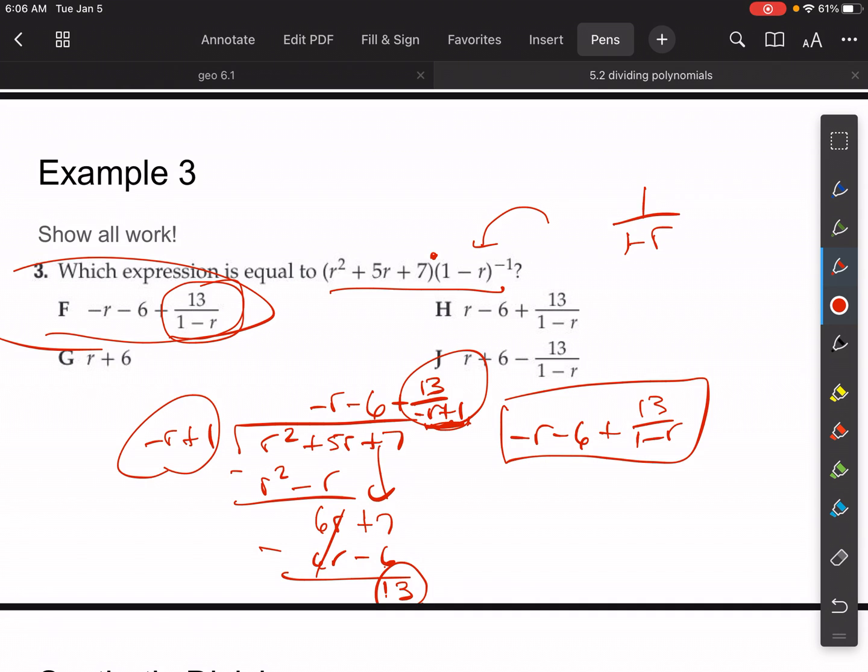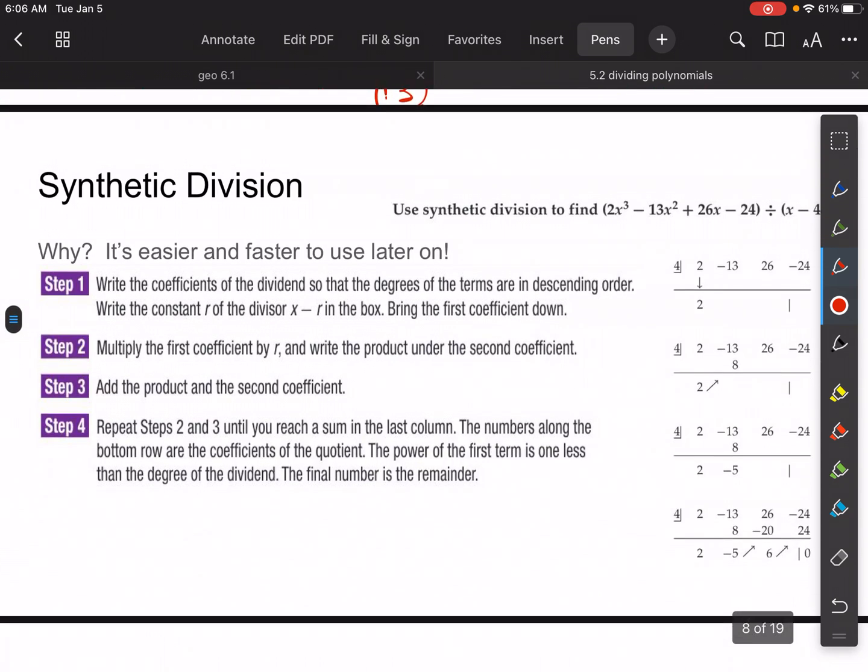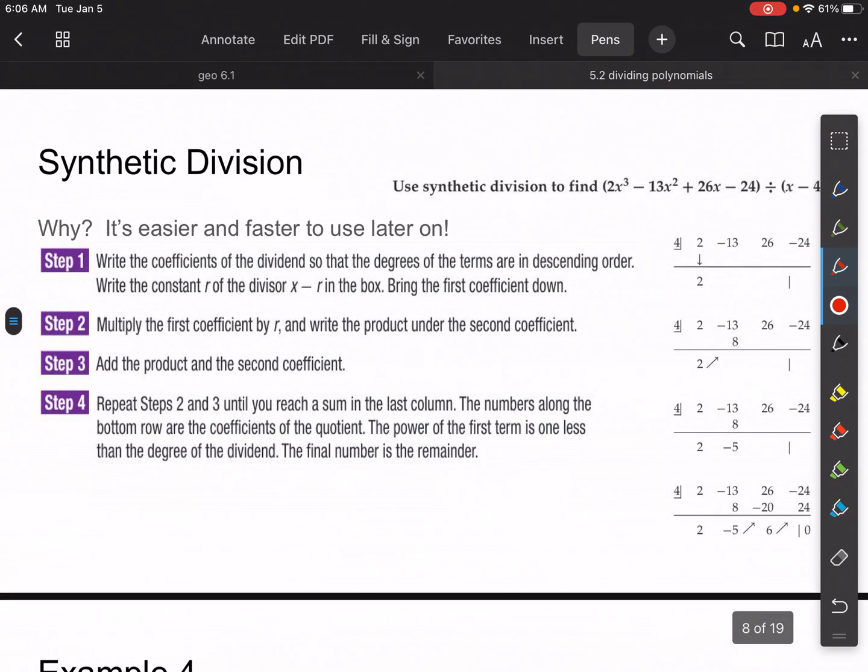All right. So that's example 3. Now, you guys, synthetic division. I know this is going to be a long lesson. So synthetic division. There's another way to do division that a lot of students like better, and it's called synthetic division. Okay, so here are the steps to it.